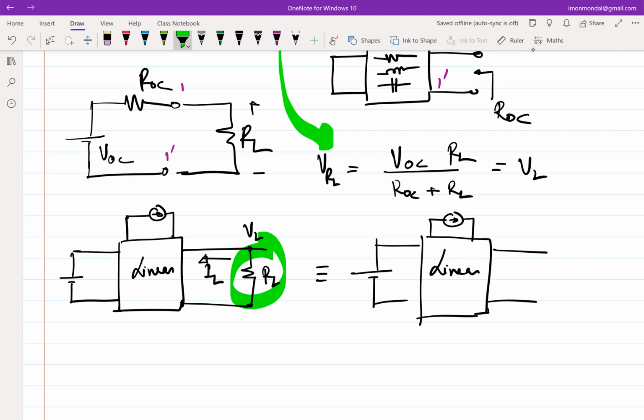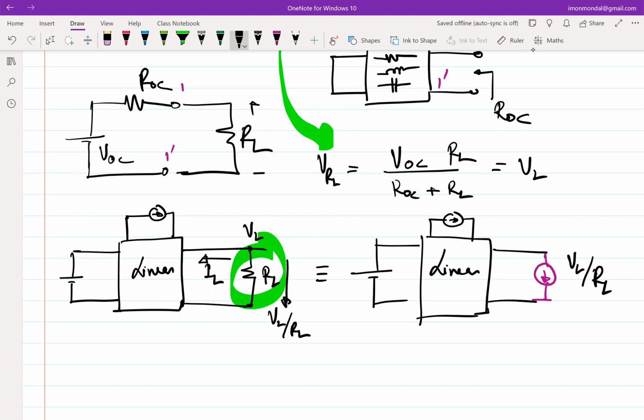Do you agree? I am just invoking substitution theorem, which essentially means that I am replacing this with a current source of value VL over RL, because the current flowing through this was VL over RL. Fine. Do you agree? I don't see, very skeptic.